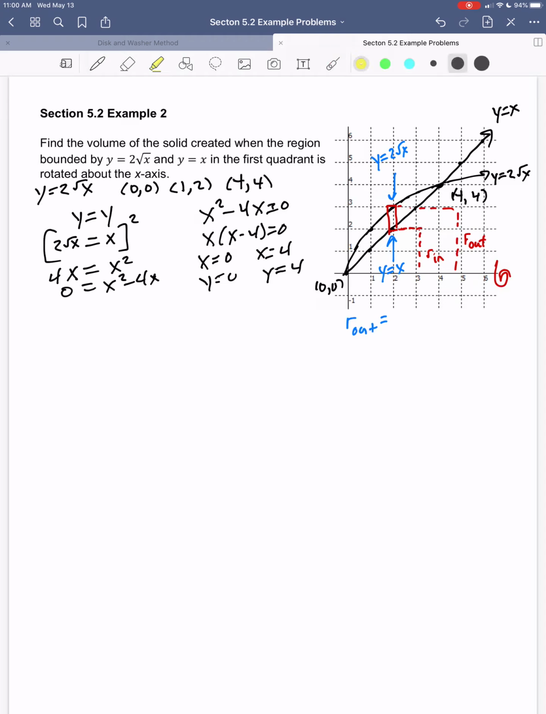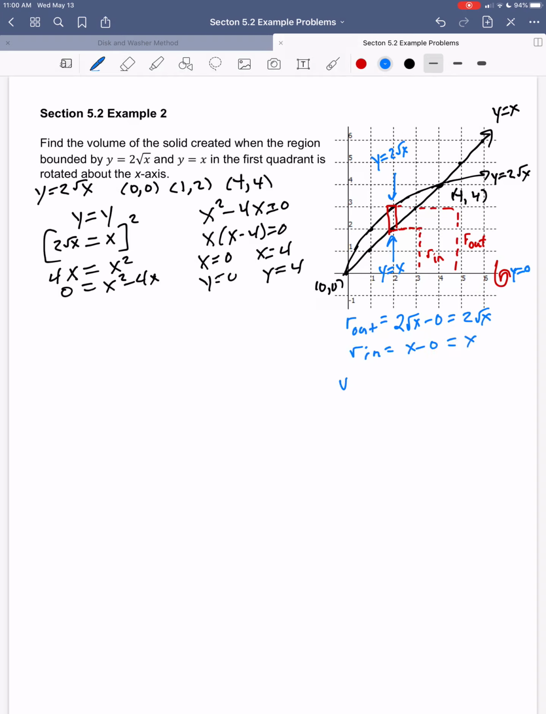The other thing, of course, what I've got here, this axis of rotation, not symmetry, is the horizontal line y equals 0. So my outer radius is from the y-coordinate at the top of the rectangle to the y-coordinate of the axis, which is 0. So my outer radius is 2 times the square root of x minus 0, or that would just be 2 times the square root of x. My inner radius is then from the line, so that would be x minus 0, or just x.